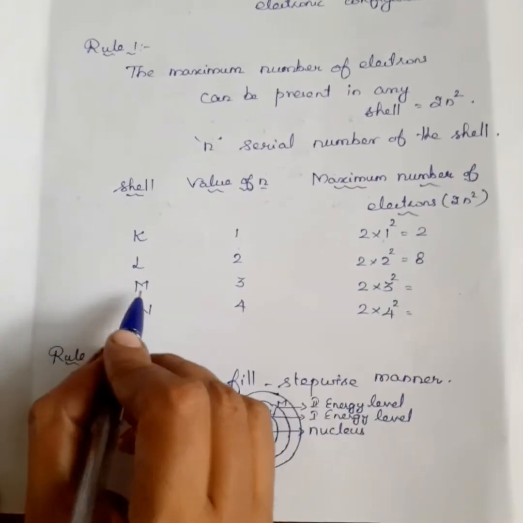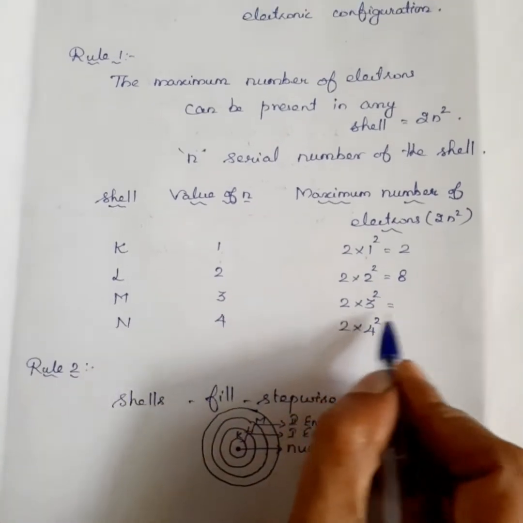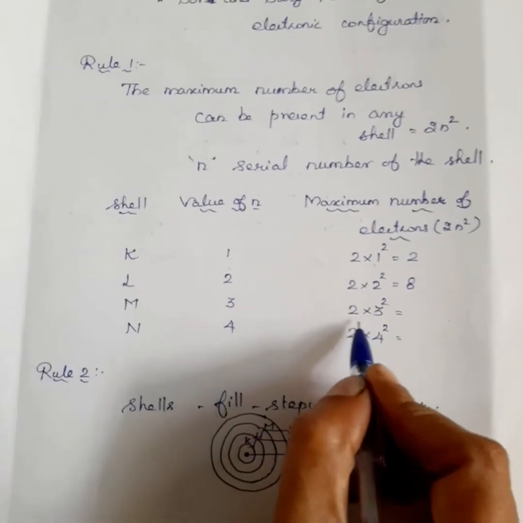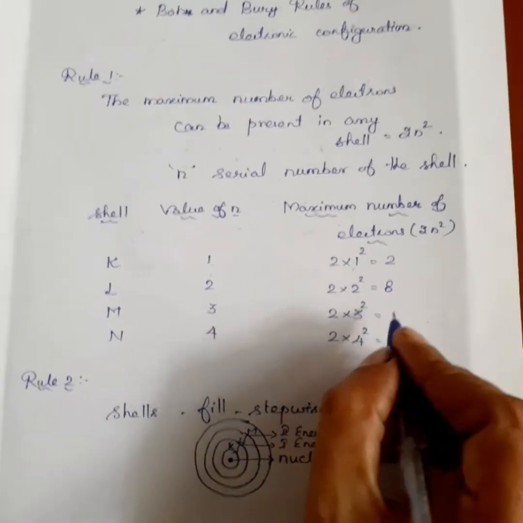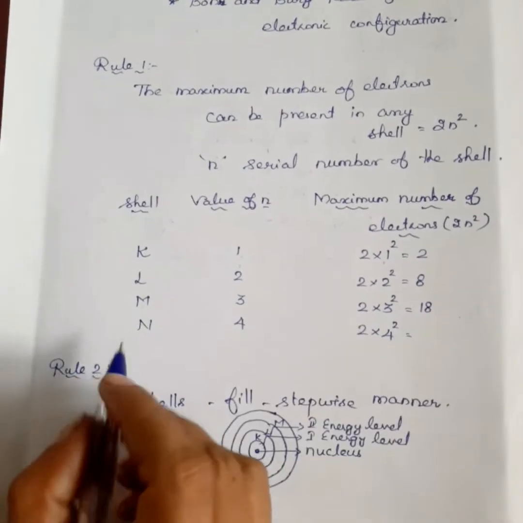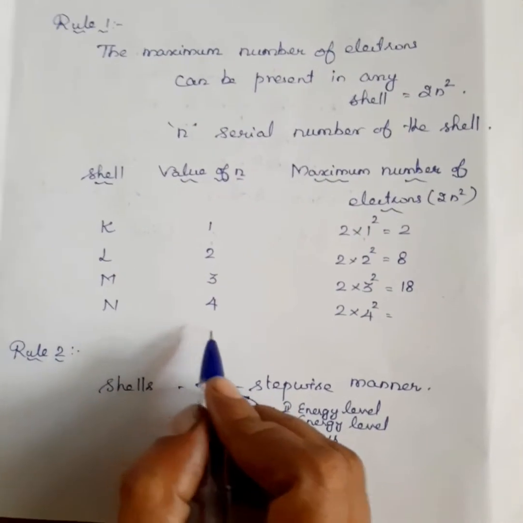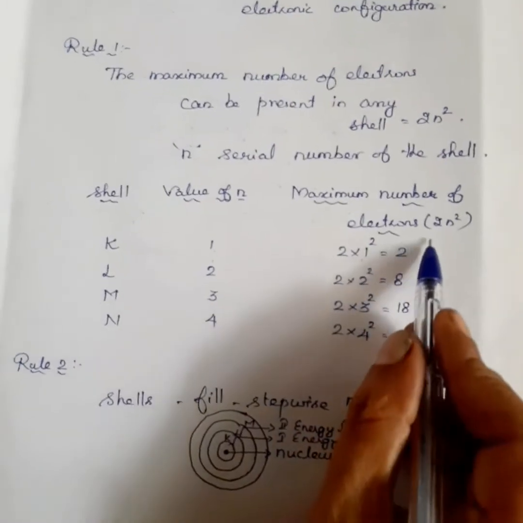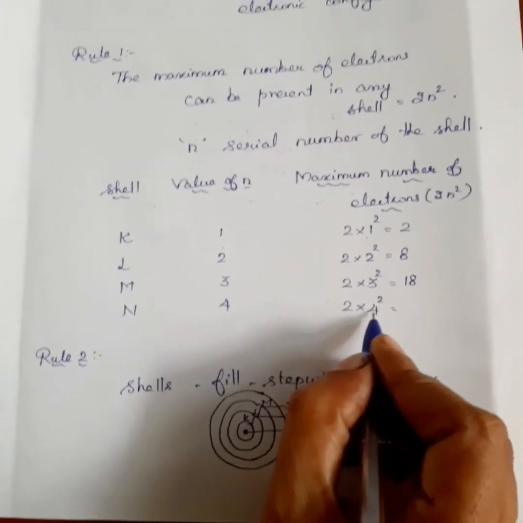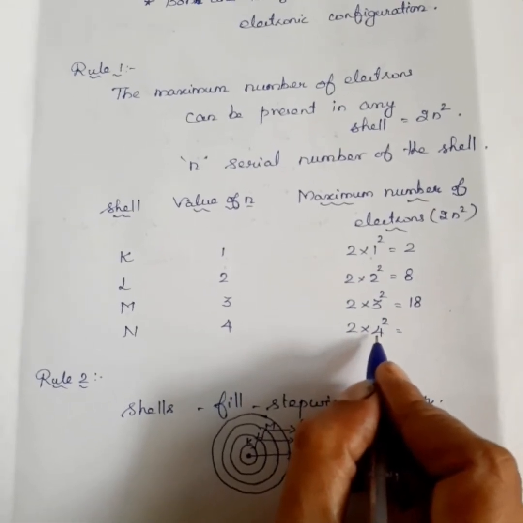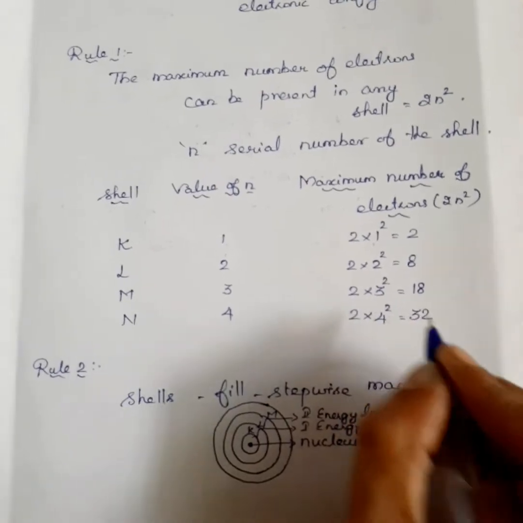Next, M shell, the value of n is equal to 3. So 2n square, 2 into 3 square. 3 3s are 9, 9 2s are 18. Next, N shell, the value of n is equal to 4. The maximum number of electrons, formula 2n square, so 2 into 4 square. 4 4s are 16. 16 into 2 is equal to 32.